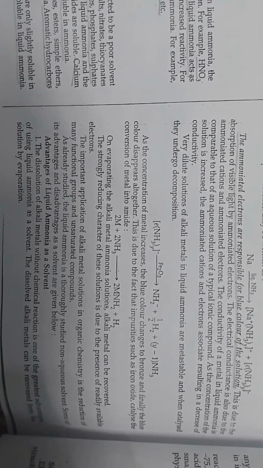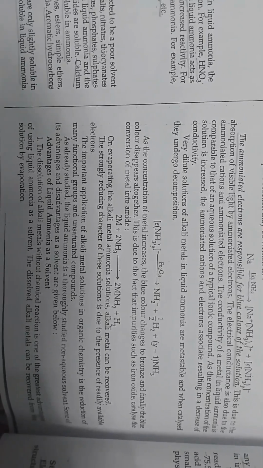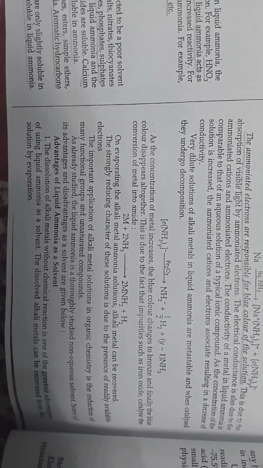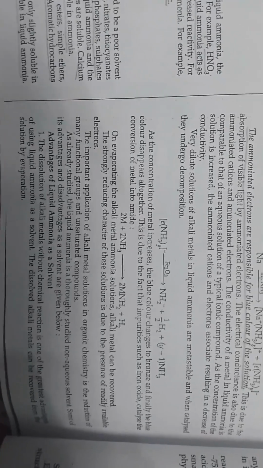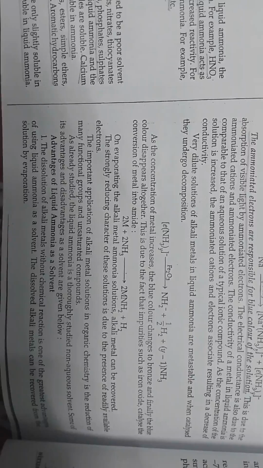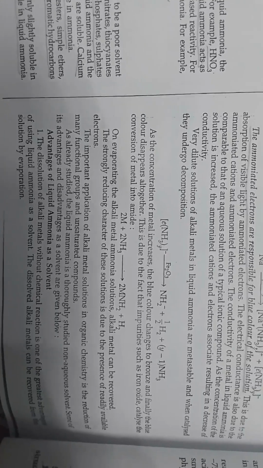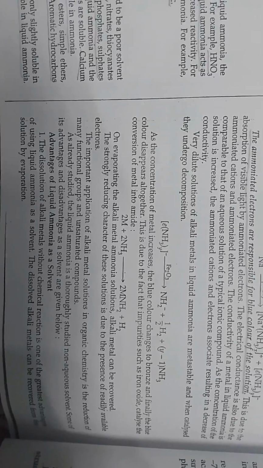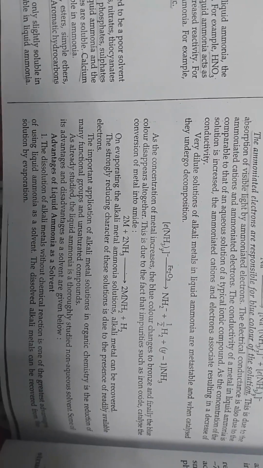Very dilute solutions of alkali metals in liquid ammonia are metastable and when catalyzed they undergo decomposition: e(NH3)y- with Fe2O3 gives NH2- plus half H2 plus (y-1)NH3. As the concentration of metal increases, the blue color changes to bronze, and finally the blue color disappears altogether. This is due to the fact that impurities such as iron oxide catalyze the conversion of metal into amide. On evaporating the alkali metal ammonia solution, the alkali metal can be recovered. The strongly reducing character of this solution is due to the presence of readily available electrons.